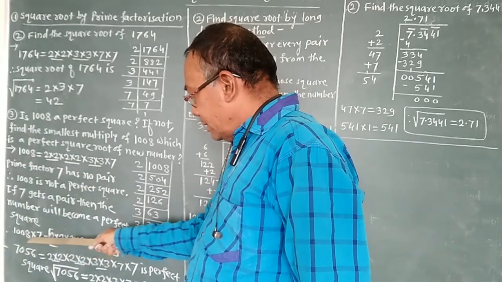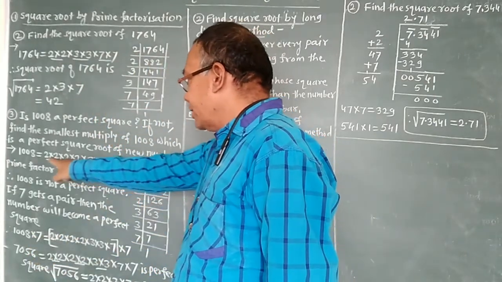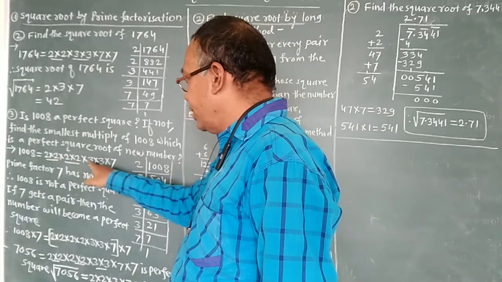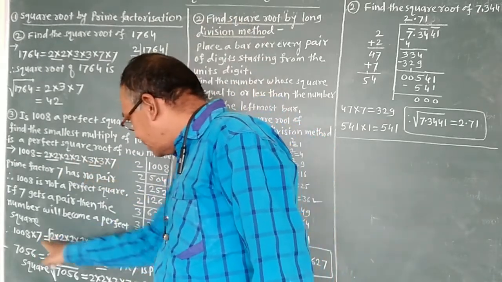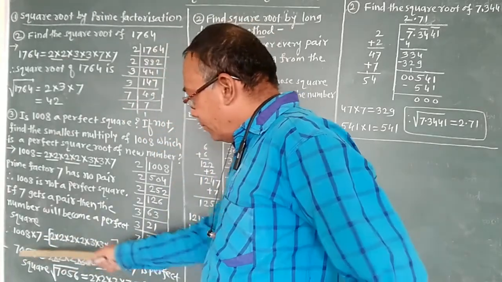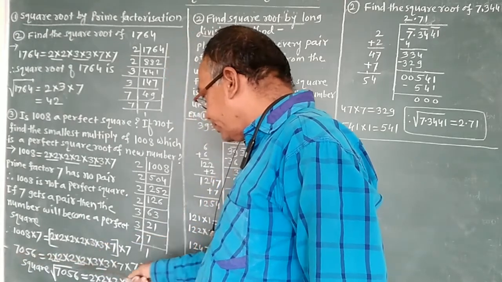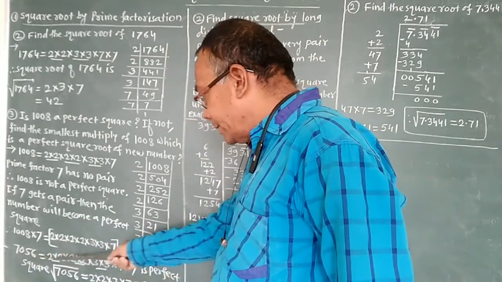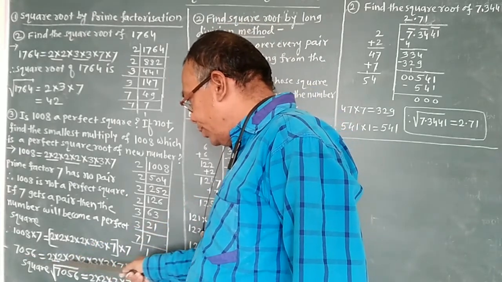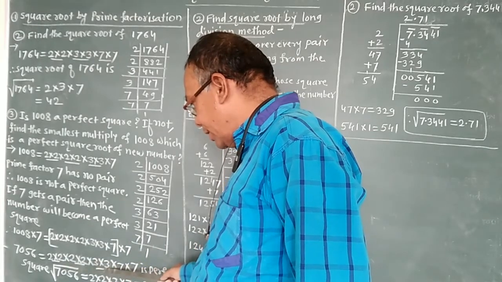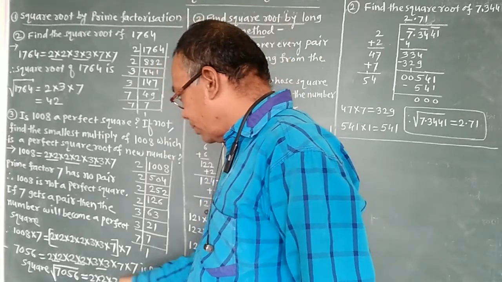And therefore here 1008 into 7, and the factors 2 into 2 into 2 into 2 into 3 into 3 into 7 is multiplied by 7, means both sides are multiplied by 7. Then 1008 into 7 will become 7056, and the factors of 7056 will be 2 into 2 into 2 into 2 into 3 into 3 into 7 into 7, which is a perfect square.